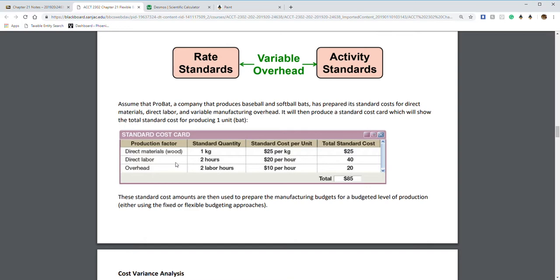And then overhead again is activity based. And we're going to be using direct labor hours. So using 2 labor hours, overhead standard is about $10 per hour. So our product cost should be about 85 bucks if we actually achieve the standard. Oh, you know that ain't gonna happen because we got actual.